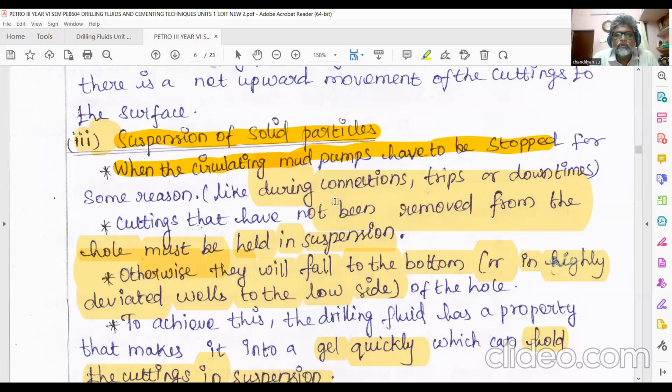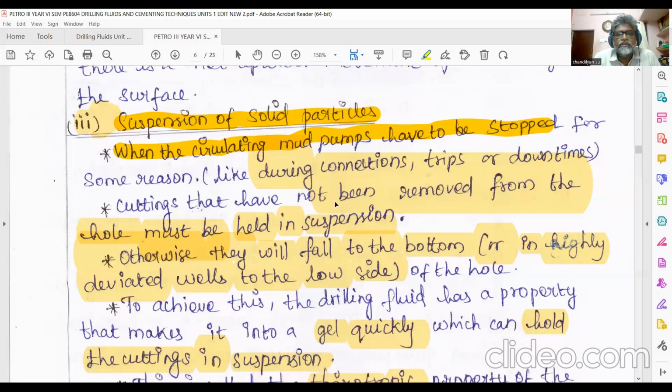So if they are not removed from the hole, then they must be held in suspension. Otherwise, what will happen? They will fall to the bottom, or to the low side of a deviated well. What do we mean by low side? When wells are bending, then at the bend portion, if the rock cuttings are settling, sooner or later erosion happens to the drill string. Chances are tensile force, compressive force, torque, and drag, all put together, would result in possible drill string collapse.